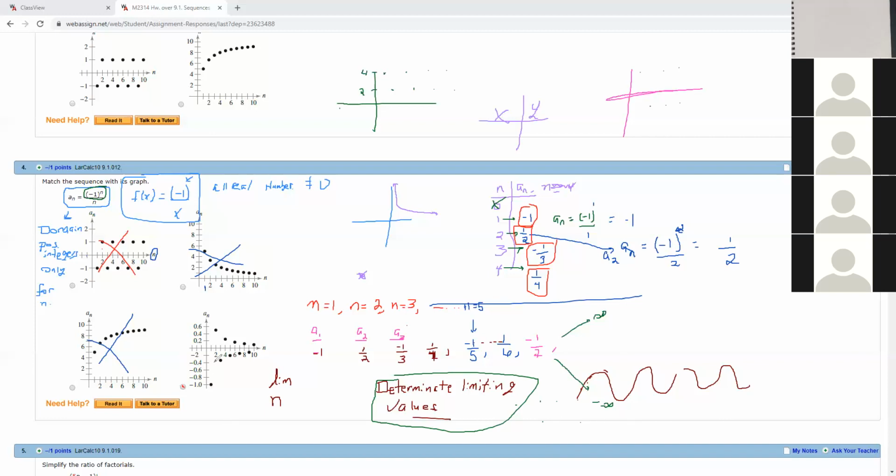Here, this graph is an example of alternating negative, positive, negative, positive. But they are getting closer, even though they're alternating. It's not like this kind where they're just going up and down from 2 to 4 forever. These are not getting closer to any number. And neither is this one. This is positive, negative, positive, negative. They're not getting closer to anything.